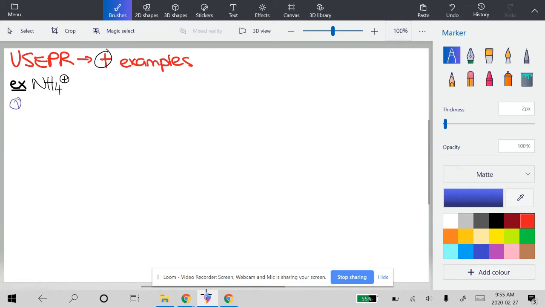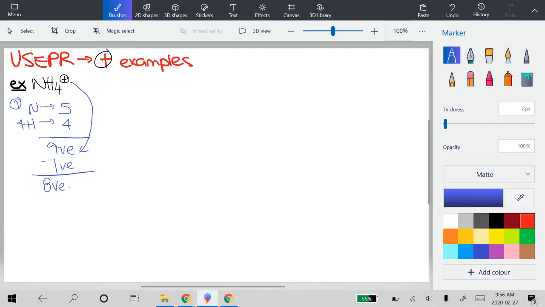So step 1 is to count valence electrons. For nitrogen, I have 5. For 4 hydrogen, I get 4. So I should have 9 valence electrons on this molecule, but it's positively charged. So I have to, don't forget this step. Everybody sometimes forgets this step. So don't forget that a cation has lost electrons, so we have to lose one. So now we only have 8 valence electrons to work with because of the positive charge. If we had a negative charge on the molecule, that would mean it had an extra electron and we would have to add some. So we have 8 valence electrons to work with.